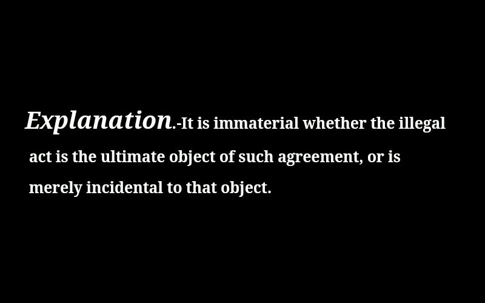Now let's discuss the explanation of Section 120A. Explanation: it is immaterial whether the illegal act is the ultimate object of such agreement or is merely incidental to that object. It means that it is not important that the offense was the ultimate object of the agreement. The offense which is committed for achieving the object of the agreement may be incidental. For example, three persons agree to commit robbery in a bank, but one of them kills a person in the bank while committing the robbery. Killing of the person was not the object of the agreement, but it happened incidentally.